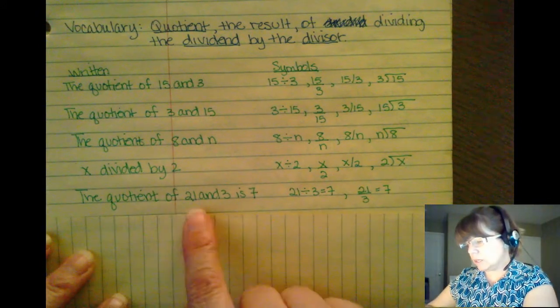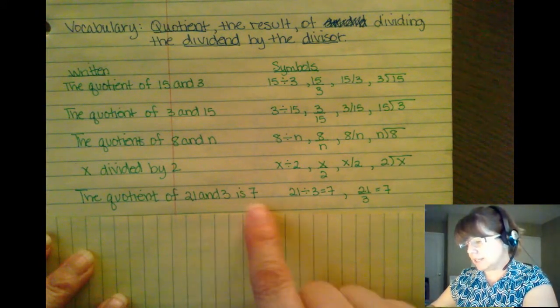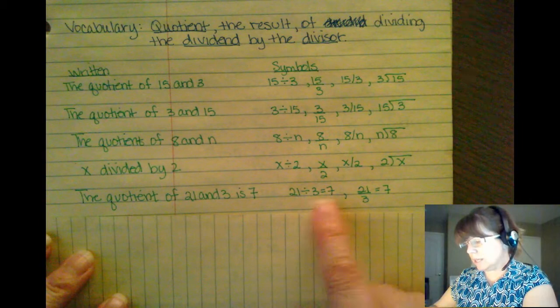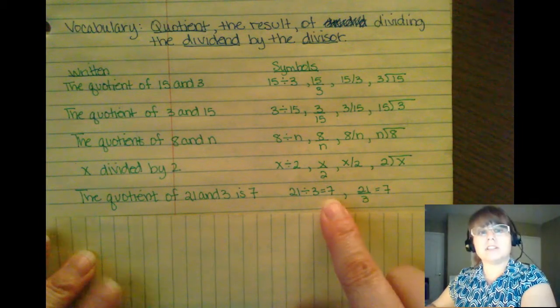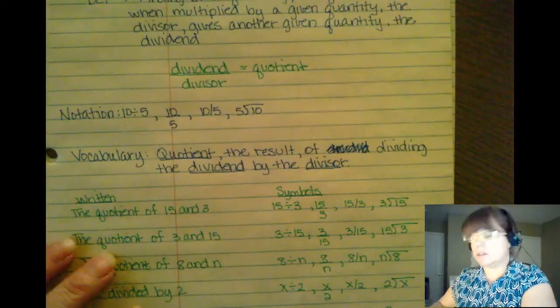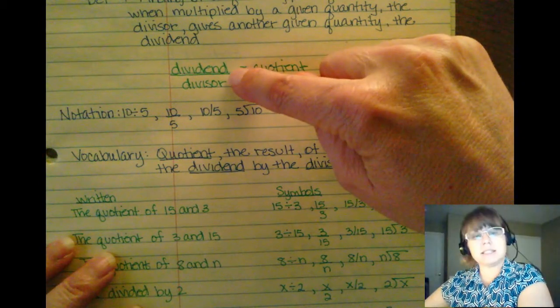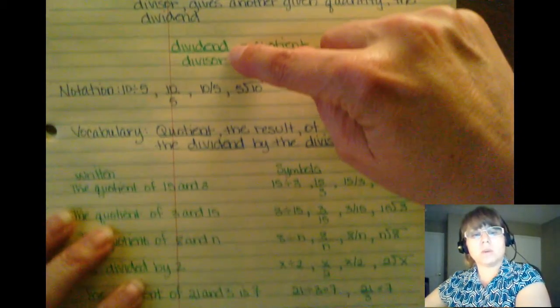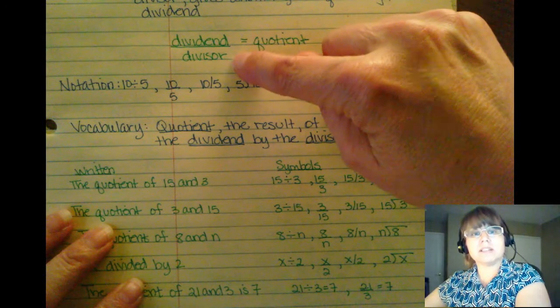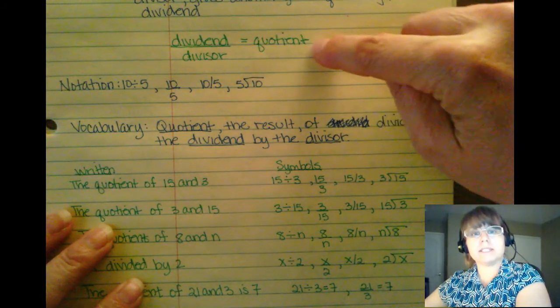And the quotient of 21 and 3 is 7. So 21 divided by 3 is 7. Now I just want to go right back up here. The dividend in this instance would be 21, the divisor is 3, and the quotient is 7.